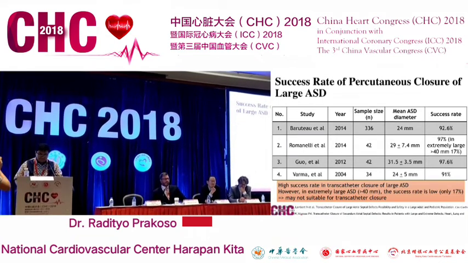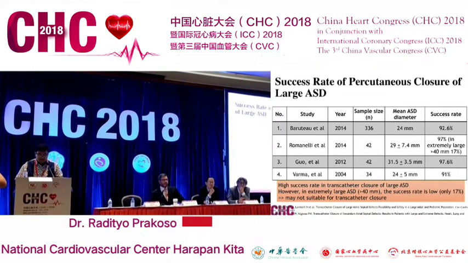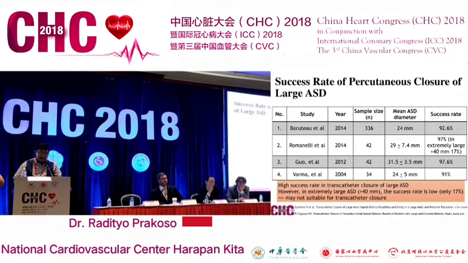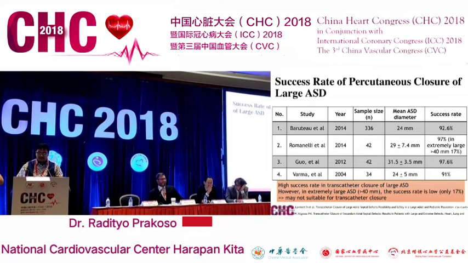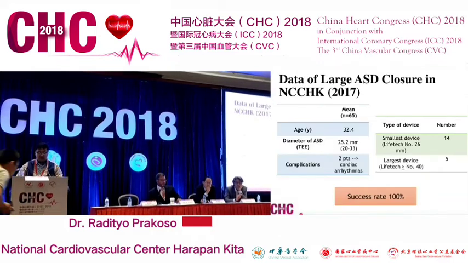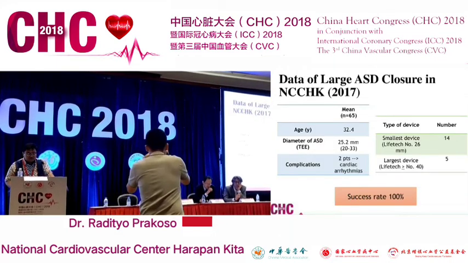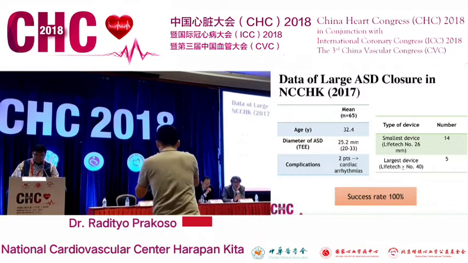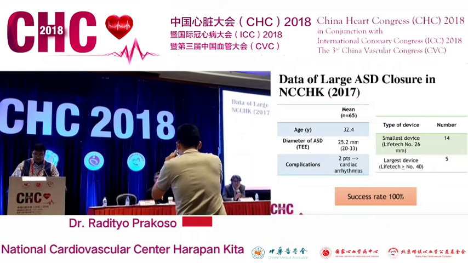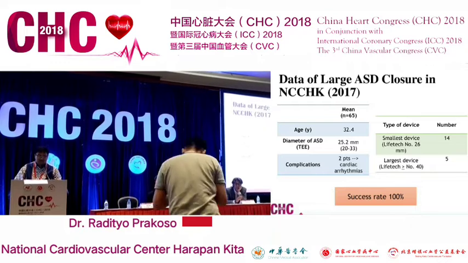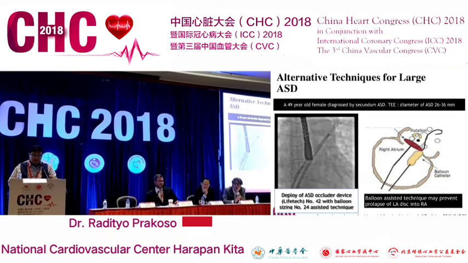So this is the study. You can see from the full study, there is a high success rate in transcatheter closure of large ASD. However, in extremely large ASD, the success rate is low, only 17% may be considered for transcatheter closure, and we will ask the surgeon. The data for large ASD in the National Cardiovascular Center is quite challenging. It is around 90 patients with a success rate of 100% in 2017.